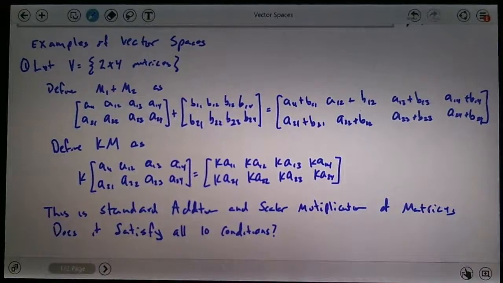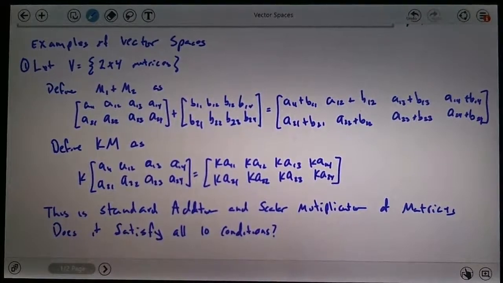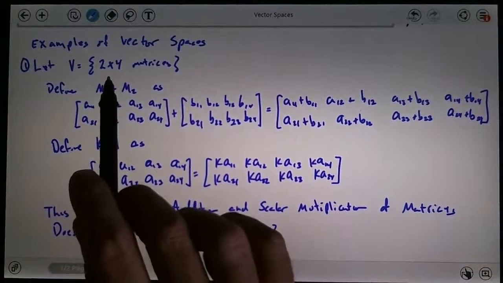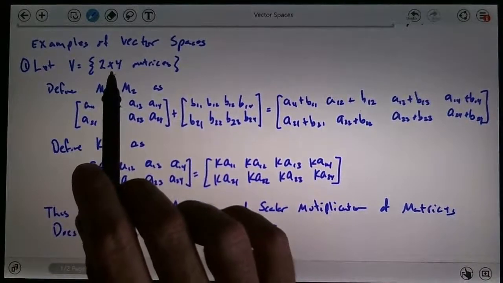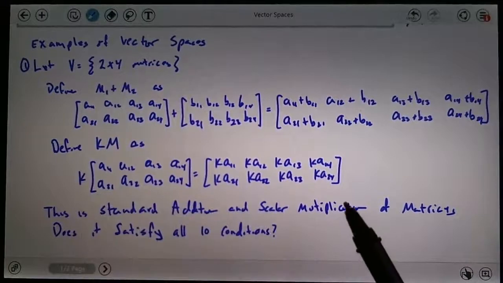Let's take a look at some examples of vector spaces using the definition that we just gave. Here's an example. I'm going to let V be the set of all 2 by 4 matrices. I could have chosen any size, just for example, I'm choosing 2 by 4. And what I have to do is show you how to add and how to multiply by scalars, and then show that they satisfy the 10 axioms.